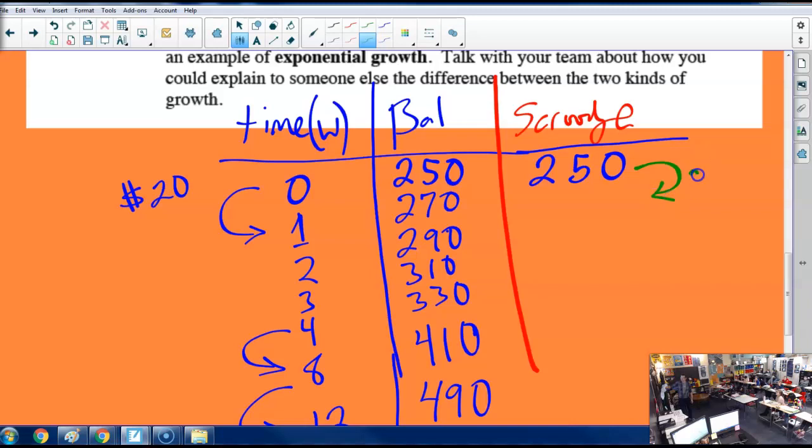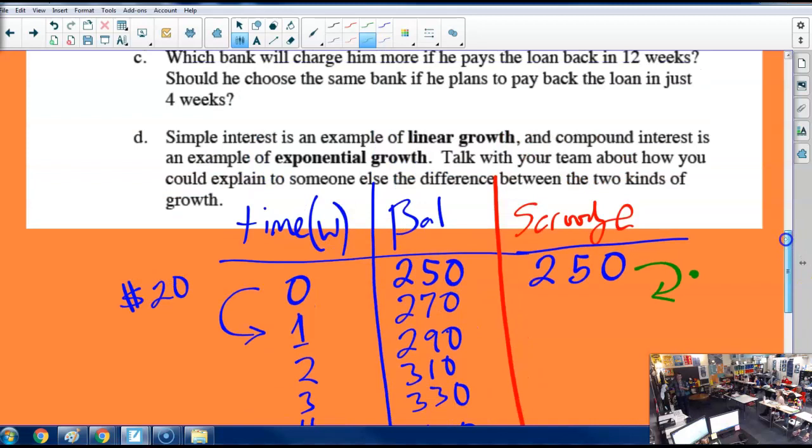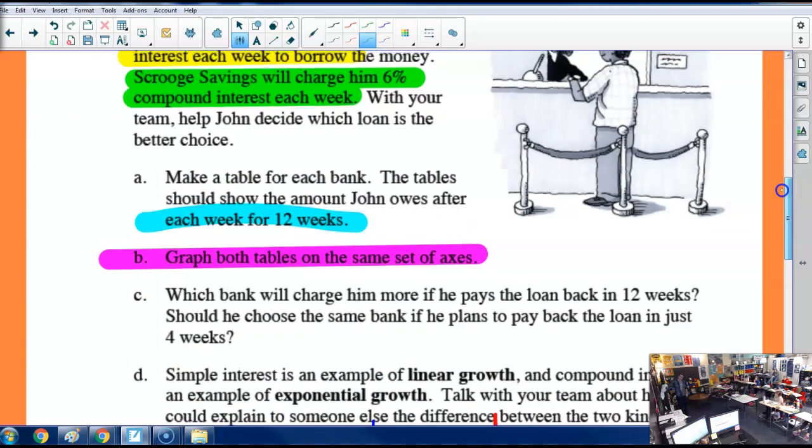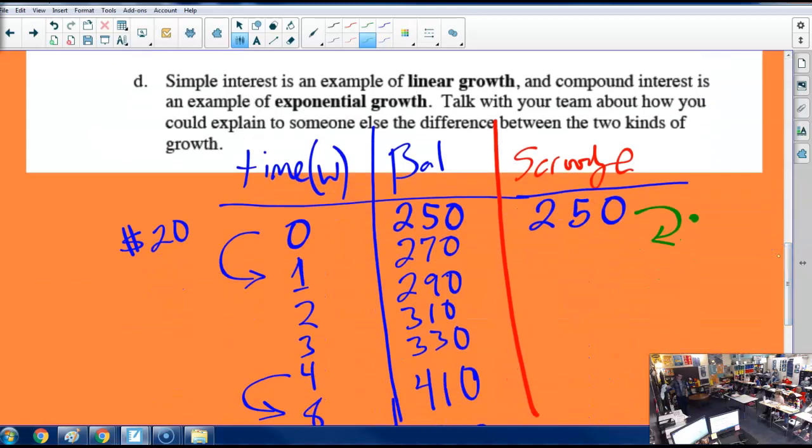You multiply by the number that you gave. What is Scrooge charging us? 6% compound interest? 6%. So yesterday we talked about what number we would multiply by here because it's not 0.06. It's 1.06. Guys, please have this written out in your graph paper. We're gonna be asked to master this next week.